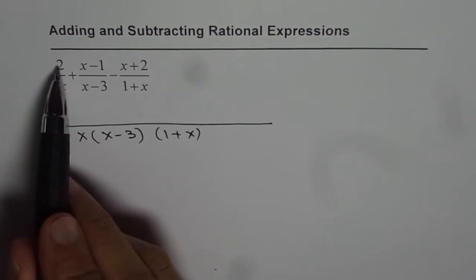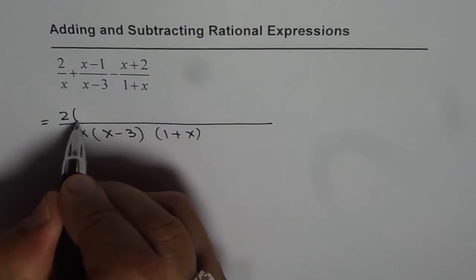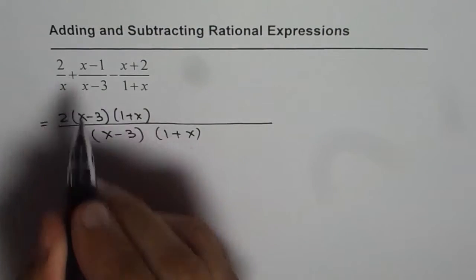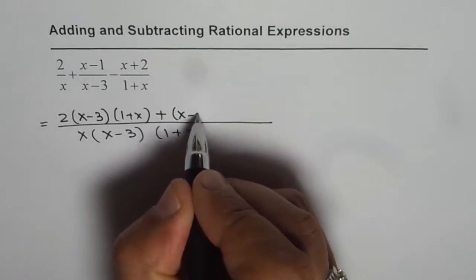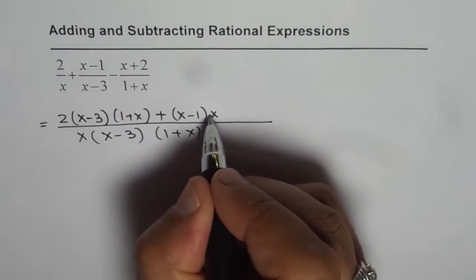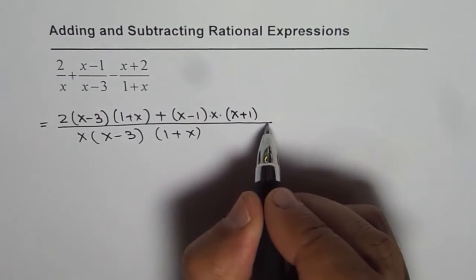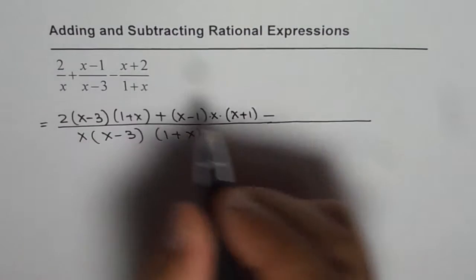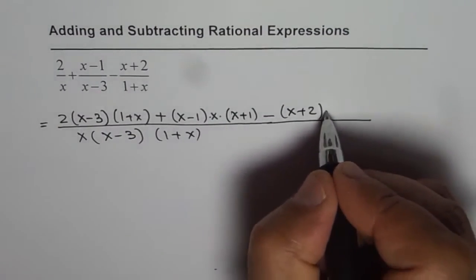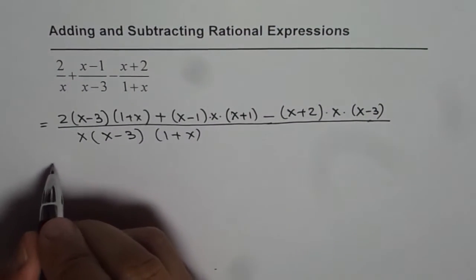Now the numerator will be 2 multiplied by the product of (x minus 3) and (1 plus x), correct. 2 times (x minus 3) times (1 plus x), and this (x minus 1) should get multiplied by x and (1 plus x). So we write times (x plus 1). Let me write this as x plus 1. Okay, and then we have minus (x plus 2), which will get multiplied by x and (x minus 3), right? So that becomes our numerator.